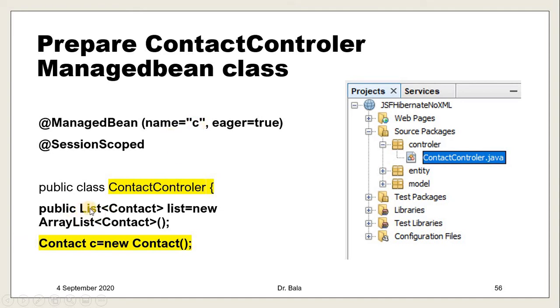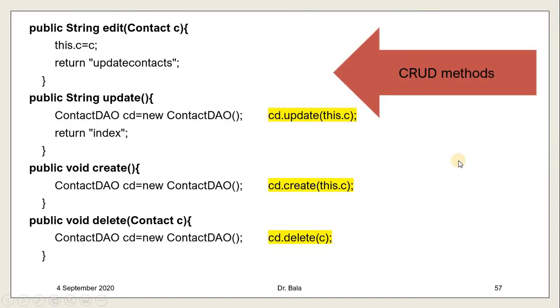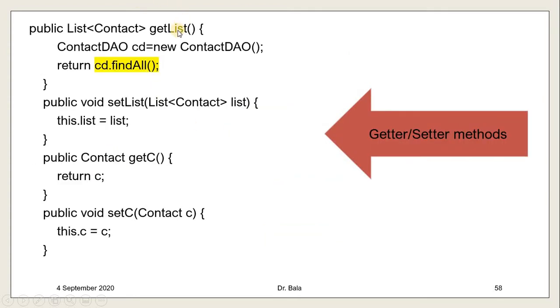To show the list of contacts, I have a list of contact, and I am preparing an array list. For an individual object I am going to have the contact class as a C object here. This is going to be prepared in the controller folder or package, in which I have contact controller. Now, in order to go for all CRUD operations, I am preparing an individual method. This is for edit, here is update, create, delete. Similarly we can also go for find, get list of values, finding all values.